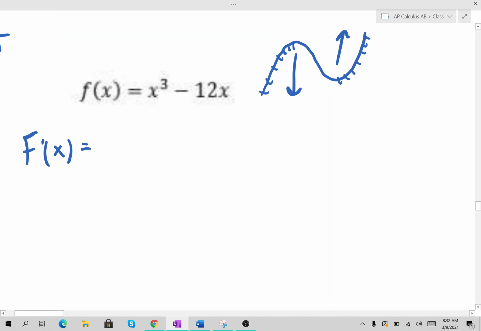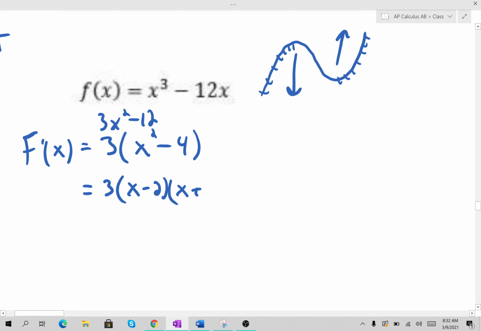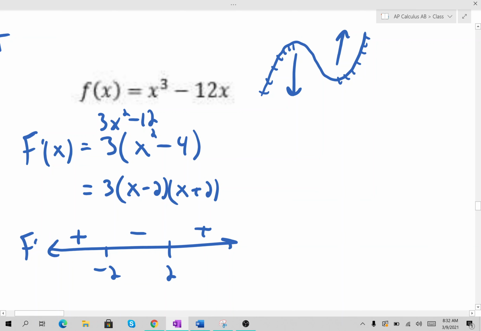So f prime of x is 3x squared minus 12. I don't know why I'm skipping steps. We're going to take the 3 out. So that's going to be 0 at 2 and -2 because this factors. If you make a number line for that, you're going to get -2 and 2. If you check those intervals, you're going to get plus, minus, plus. That means we are increasing, decreasing, and then increasing, which is exactly what we thought our curve was going to do.